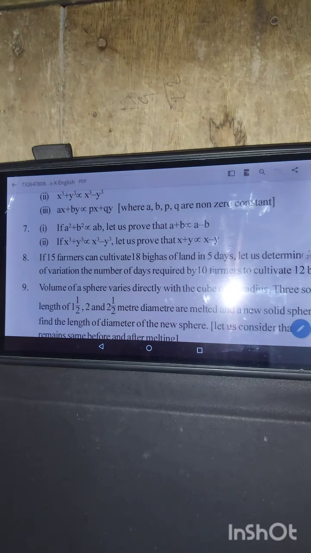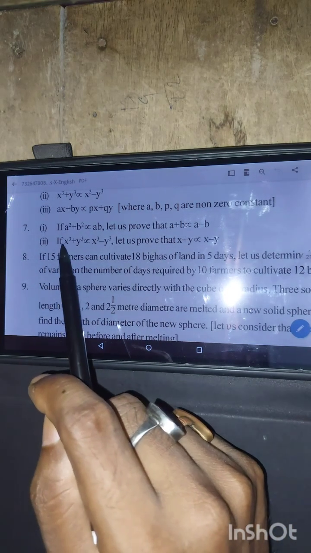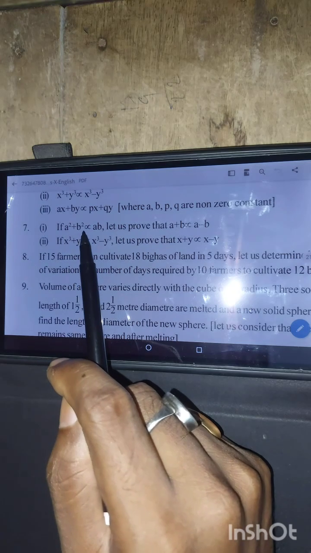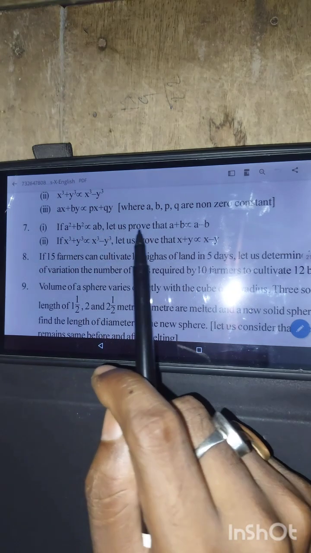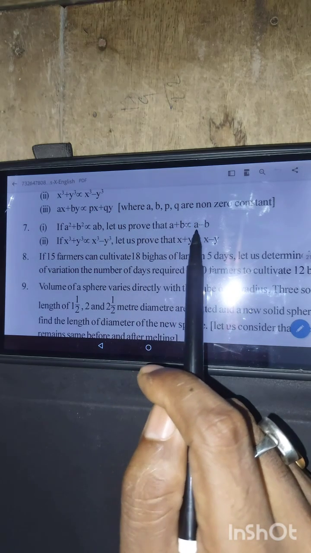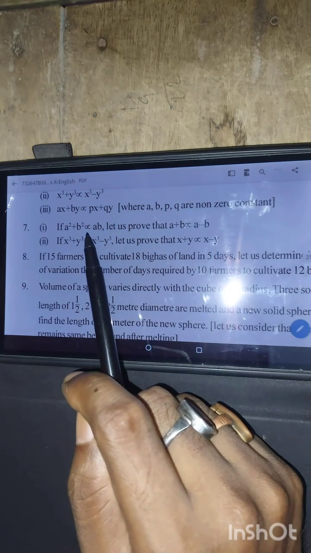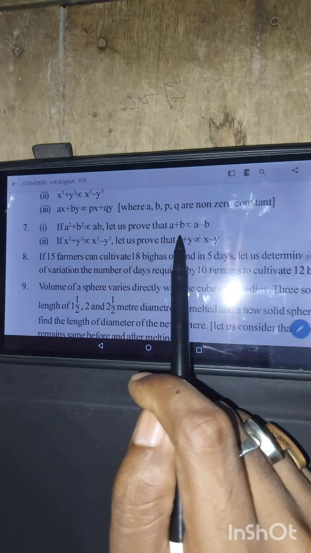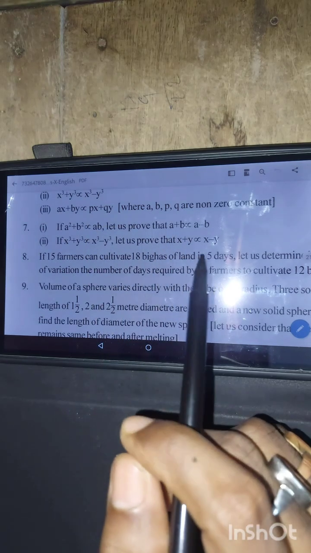Look at question number 7 Roman 1. If a square plus b square is directly related to ab, let us prove that a plus b will be directly related to a minus b. Okay, so this is the given relation and we have to prove this relation using this.